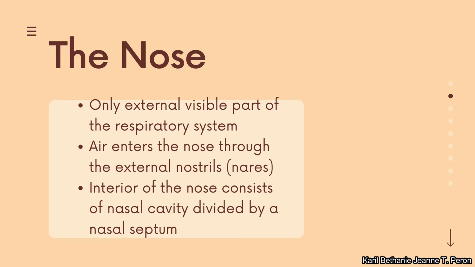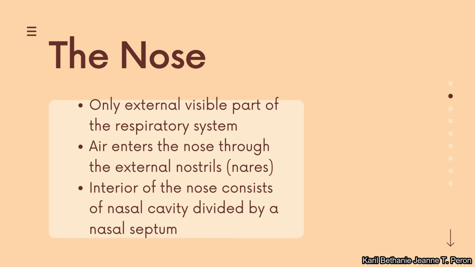The nose. The nose is the only externally visible part of the respiratory system. We have different varieties of nose. The nose provides an airway for respiration. It moistens and warms entering air. It filters and cleanses inspired air. It serves as a resonating chamber for speech and houses olfactory receptors.